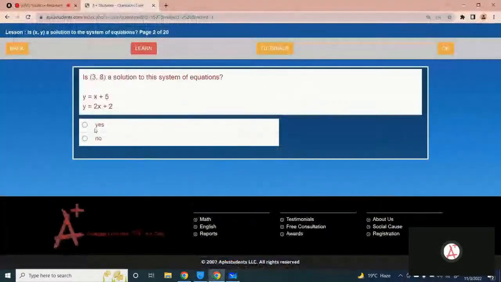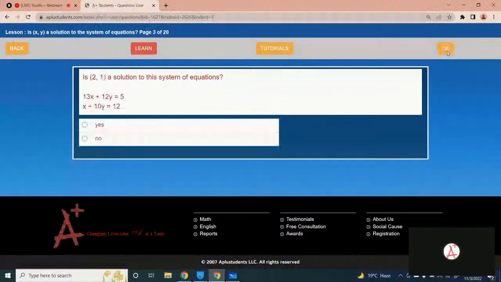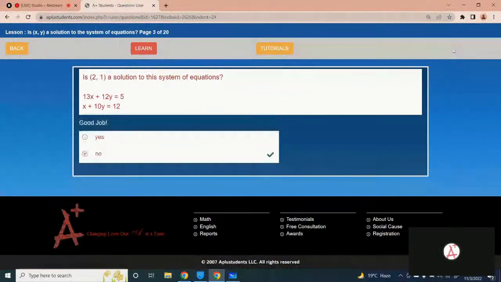Okay, just select the correct option and move to the next question. Is (2, 1) a solution of the system of linear equations? No, because you can see the first equation 13x 12y. When you replace x with the value and y with the value, the right hand side has a greater value than the left hand side. Got it? So that means it isn't the solution of the equations. The answer is no. Got it?